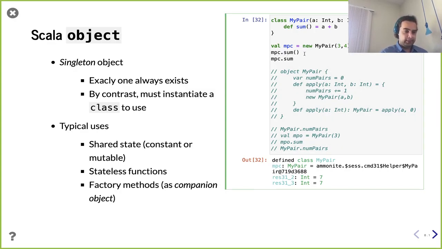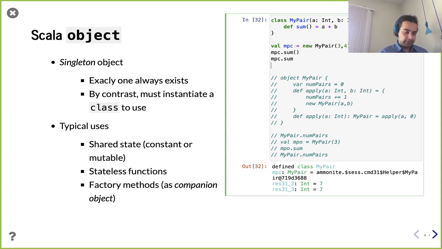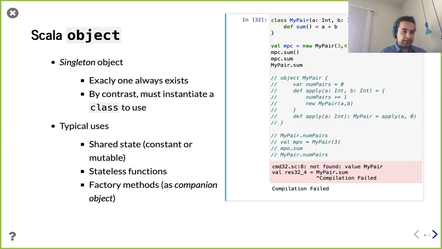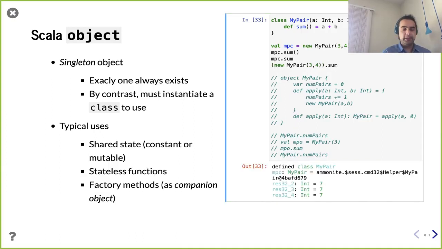I can't say my pair dot sum, because that's not going to work. You need to actually instantiate it. Now, if I did this, you might think, oh, that might work. No, actually, I need to make an instance. So you need that new keyword to make an instance, and then on the instance, sure, you can go ahead and run the sum method on that instance.